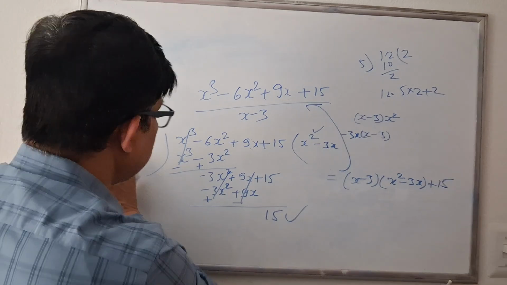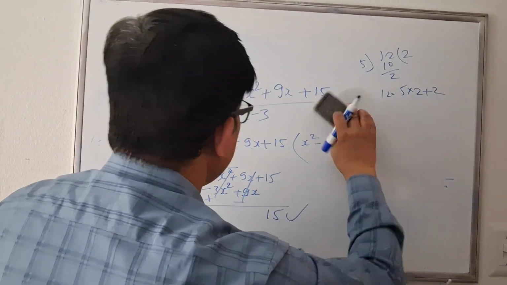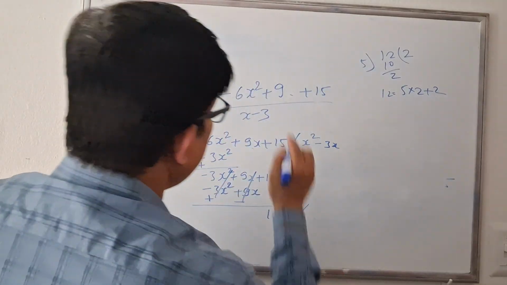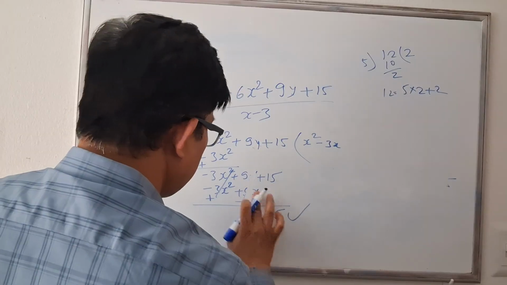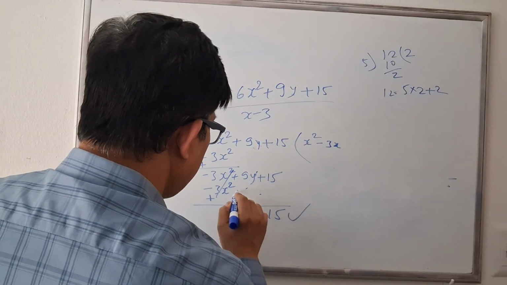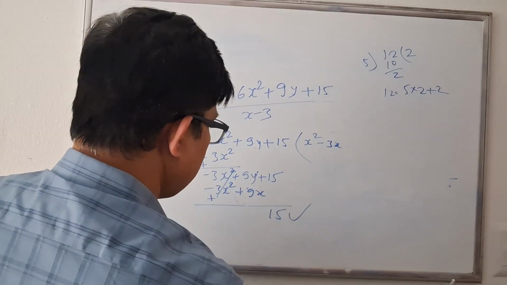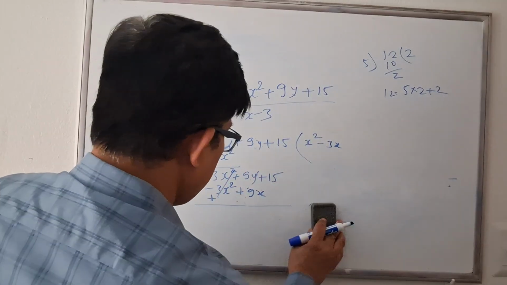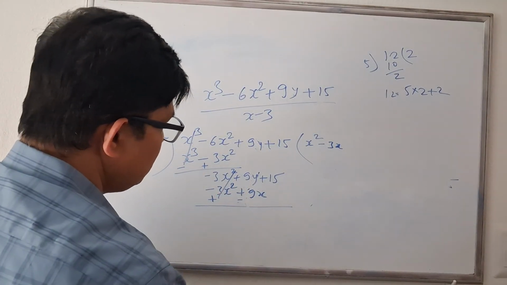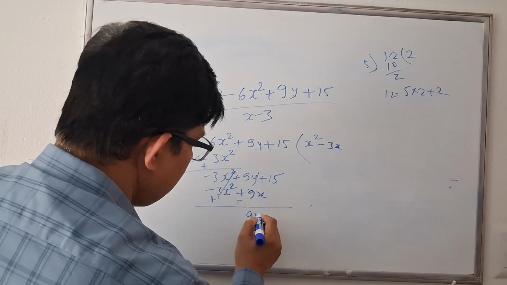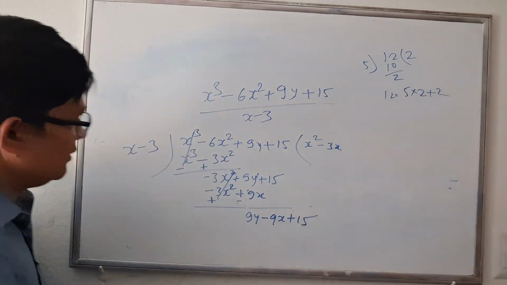Now let's change this expression a little bit. So I was saying 9y. So put y here. So what will happen? Here 9y, here plus 9x. Okay? So this one got cancelled out. This will become minus 9y minus 9x plus 15.